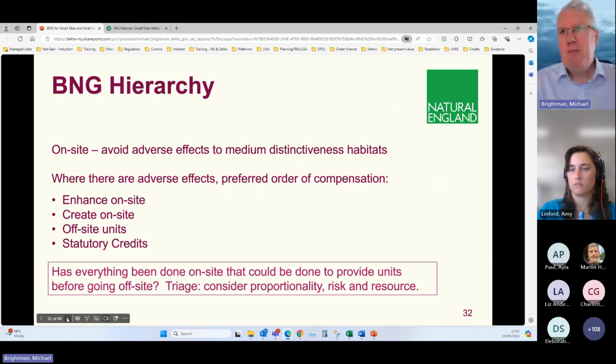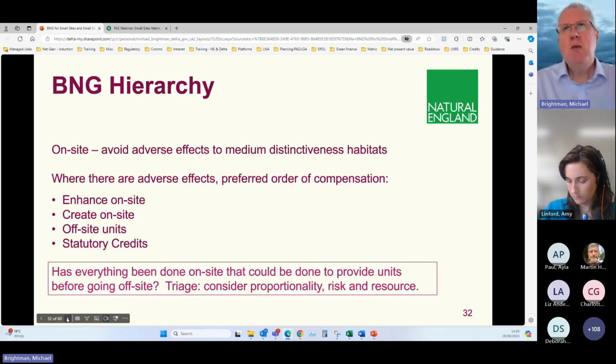As an LPA, where a developer is looking to purchase off-site units, you may want to query whether or not, based on the biodiversity net gain hierarchy, everything's been done on site that could be done to provide units before going off site. But as part of that, with a small sites metric, you need to consider a triage approach, consider proportionality, risk and resource.